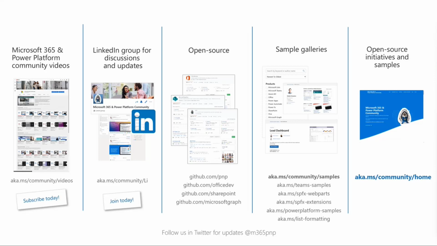And if you're wondering that there are too many URLs to remember, luckily there is only one, aka.ms/community/home, which is the home page of all of these URLs, assets and locations. So one URL to remember where you can access everything.